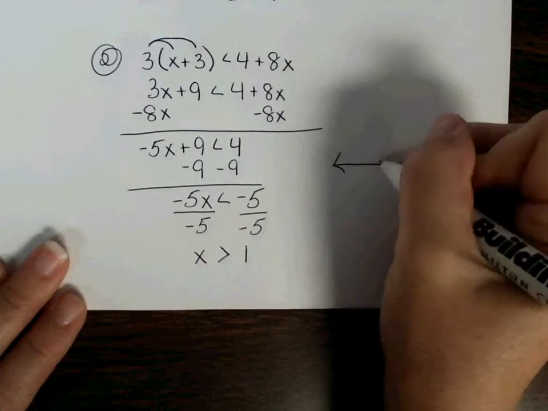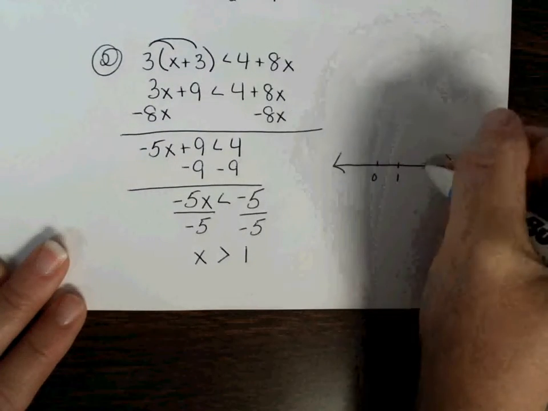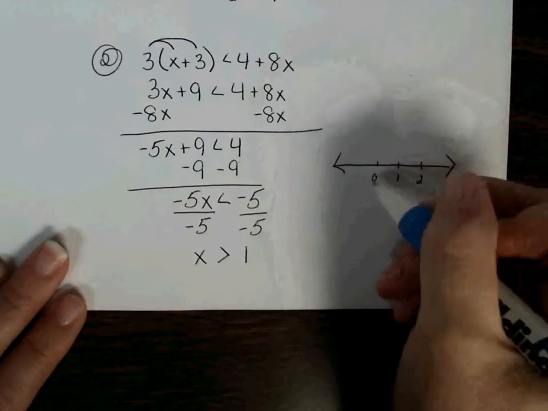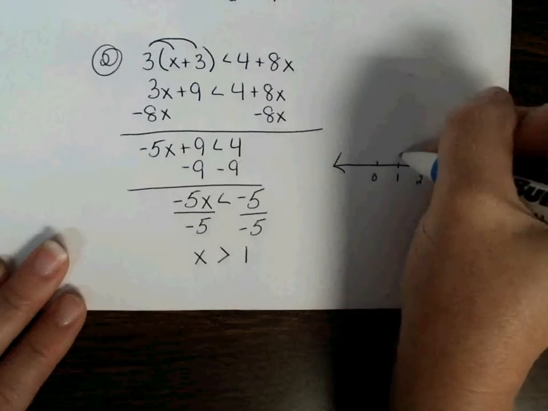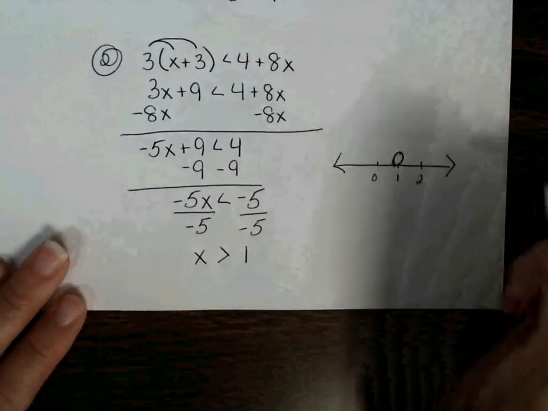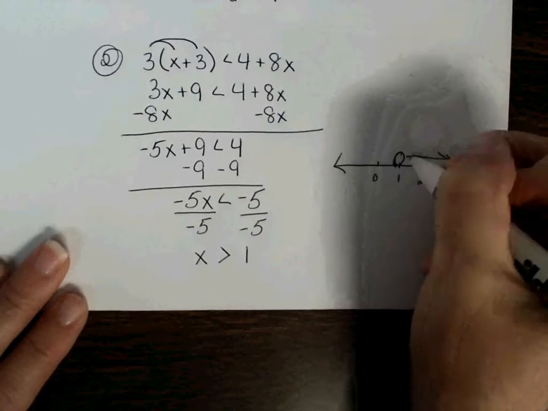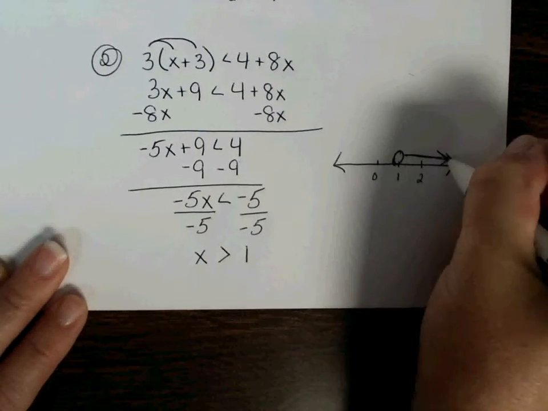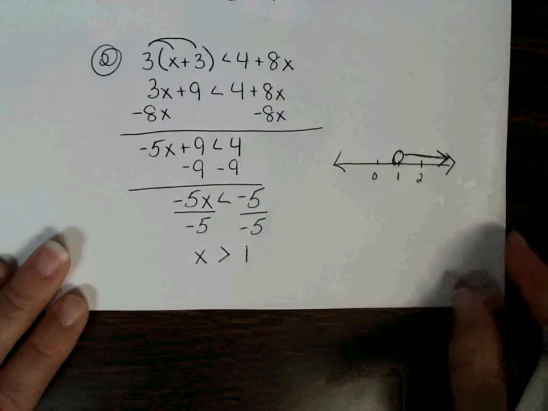On my number line, I will put the number 1, 0, and 2. So I have 0, 1, and 2. I will have an open circle, and I will shade to the right.